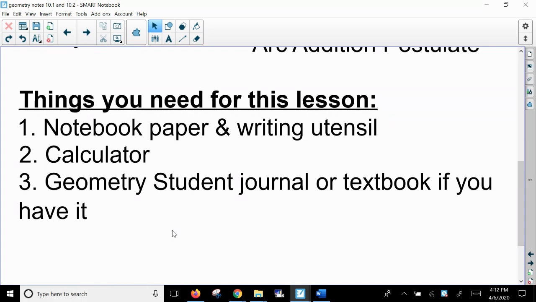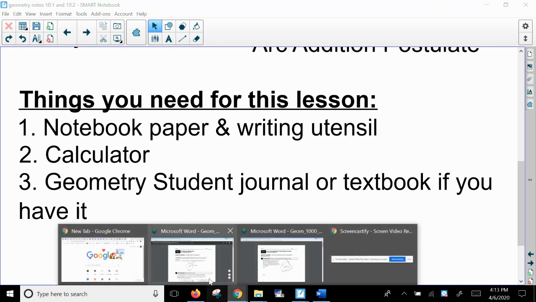You want to go grab a notebook or notebook paper and a writing utensil. You're going to need a calculator. If you don't have one, you can always use Desmos.com. Some of you brought your student journal home, which is for the honors class. That's the geometry book that you guys kept in my classroom in the cabinet. So if you brought your journal home, you want to have that with you. Or you can follow along in your textbook. Well, some of it, not everything. Okay? If you don't have either, I have copies of the journal pages that I'm going to go over.